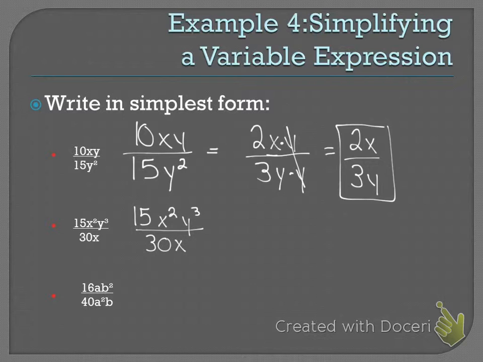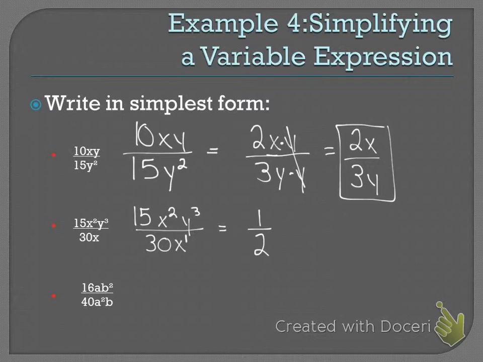Okay, so how can I reduce 15 over 30? Put 5 in both of them, or 15 into both of them, and what does it reduce to? 1/2. All right, so now look at your x's. You know that the x on the bottom has an understood exponent of what? 1.